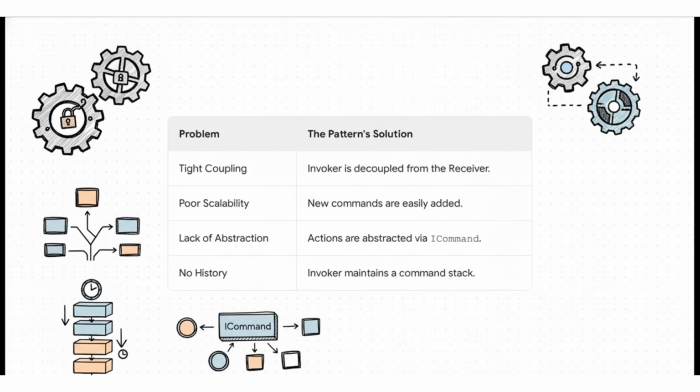Every single one of our initial headaches is just gone. That tight coupling? Solved, thanks to the invoker. Worried about scalability? Now we can add new features just by creating new command classes without ever touching the client code. And that undo nightmare? It's now trivial because the invoker keeps a clean, simple history of every single action.